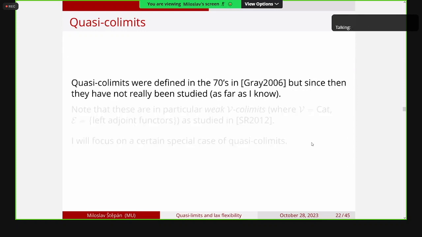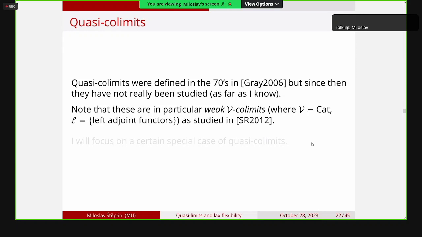What you get is the notion of a quasi-colimit. Quasi-colimits were defined already in the 70s in the paper Formal Category Theory: Adjointness for Two-Categories. But since then, as far as I know, they have not been studied much. The notion is a little strange, but I guess it's still not that crazy.